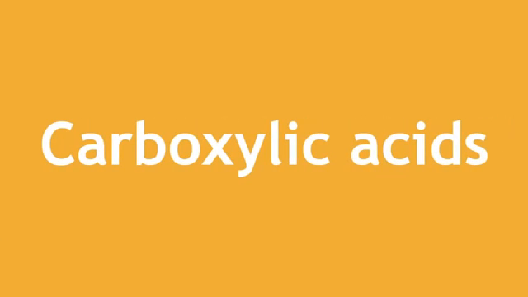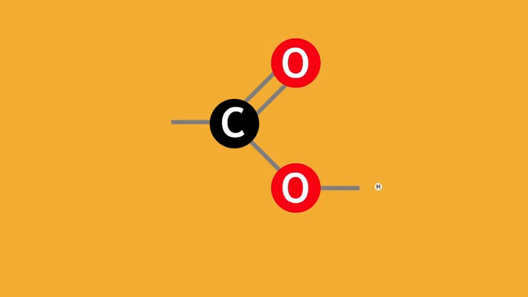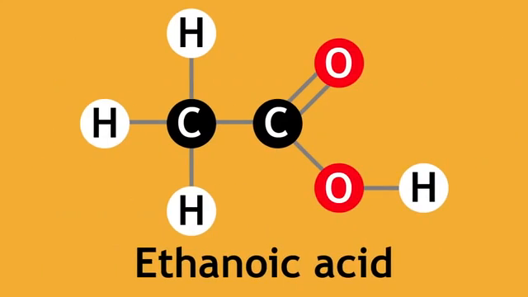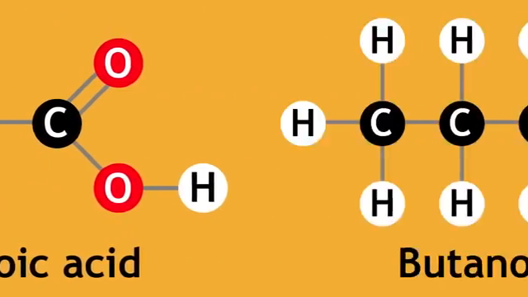Carboxylic acids are another example of a functional group. This is the functional group for a carboxylic acid and gives an organic molecule the name -oic acid. Methanoic acid, ethanoic acid, propanoic acid, and butanoic acid. There are lots more functional groups.